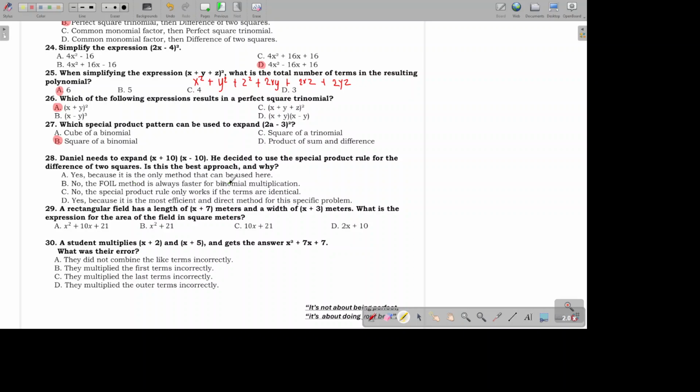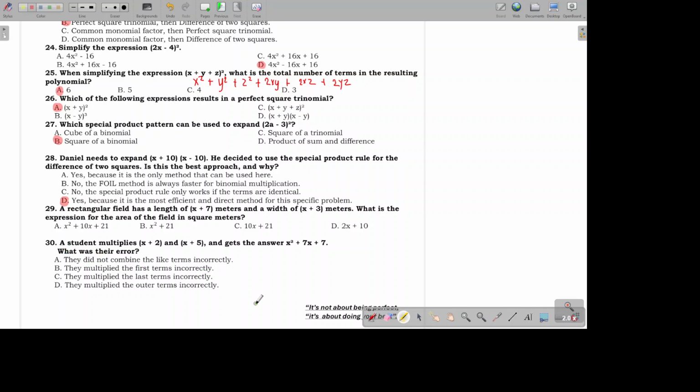Letter A says yes because it is the only method that can be used here, which is a big no, because you can just use the FOIL method and still arrive at the correct answer. Letter D says yes because it is the most efficient and direct method for this specific problem. Yes, letter D is the answer. Although it's the most efficient, we cannot say like what letter A says that it's the only method. We can use a FOIL method.